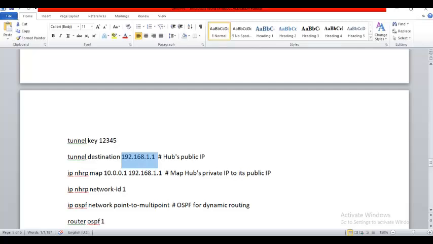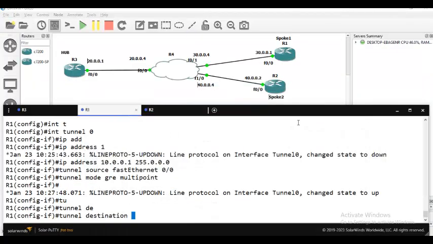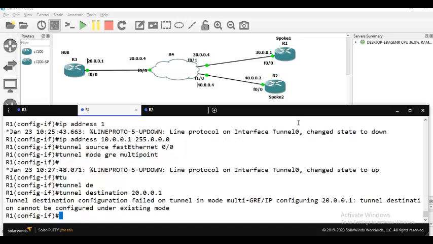Tunnel destination configuration failed. Tunnel mode is multi. Tunnel failed in the mode. That is true. You cannot give the destination command at all in the mode when it is multi-point GRE. That is true. The high-end devices may support this command. When DMVPN mode is supported, then this command is supported.